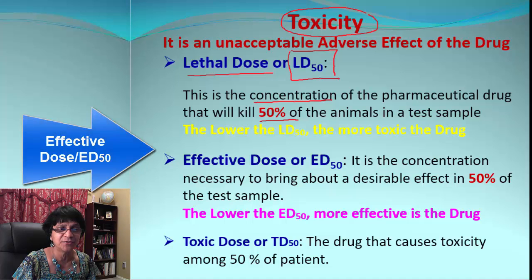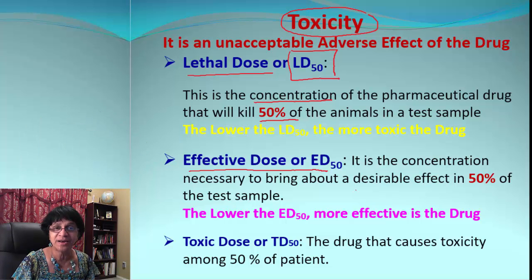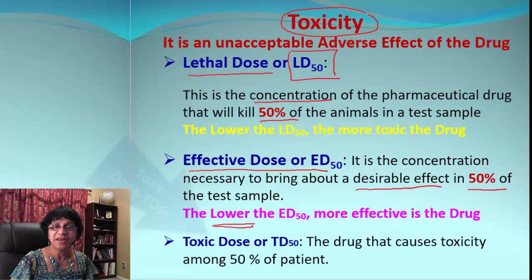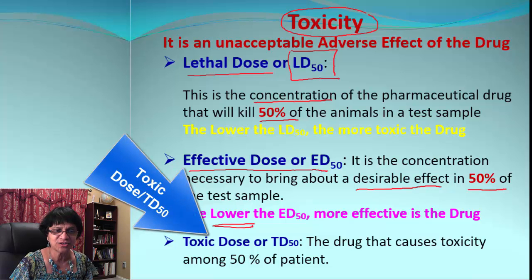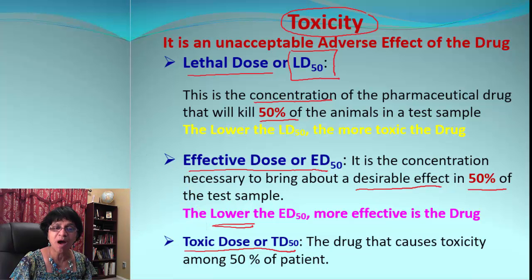Then the next one is the effective dose, called ED50. It is the concentration of the drug which can bring a desirable effect in 50% of the test sample. So which is good. Now we want the drug dosage to be as low as possible. That means the lower the value of ED50, the more effective is the drug. The third one here is TD50, checking any toxic effects due to the drug. This is the amount of drug that causes toxicity among 50% of the patients.